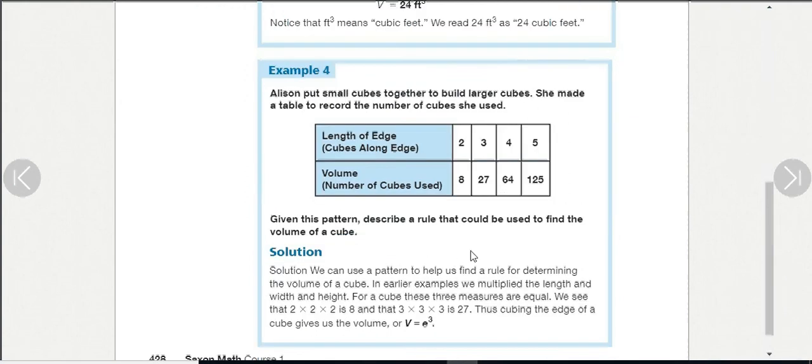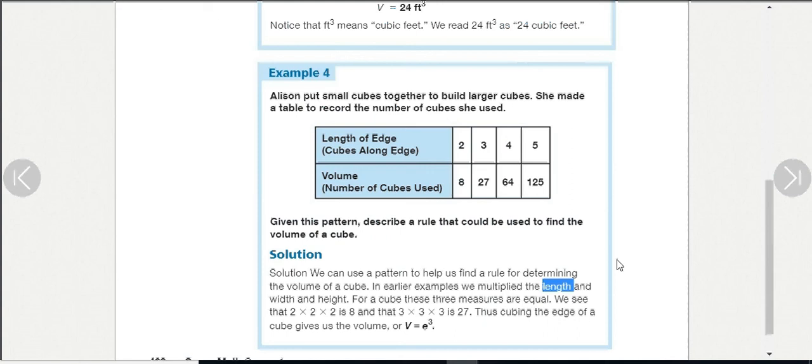Allison put small cubes together to build larger cubes. She made a table to record the number of cubes she used. Cubes along the edge, 2. Volume, number of cubes is 8. 3, 27. 64 is the volume when the length of an edge is 4. Given the pattern, describe a rule that can be used to find the volume of a cube. We can use a pattern to help us find a rule for determining the volume. In earlier examples, we multiplied length, width times height. For a cube, these 3 measures are equal.